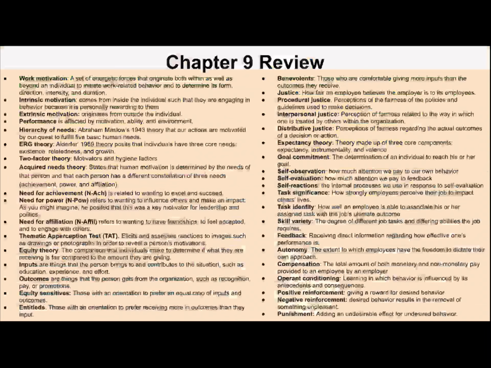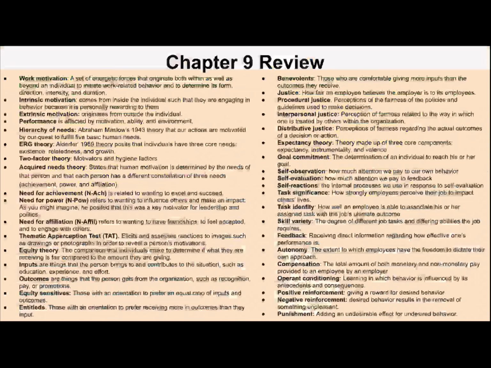And autonomy, how much you're allowed to do things on your own, your freedom to dictate your own approach. And all of these things, task significance and identity, skill variety, feedback and autonomy, are all the core job components that lead to motivation. Compensation is the total amount of both monetary and non-monetary pay provided to an employee by an employer. And remember, a big issue with compensation is the gender wage gap.